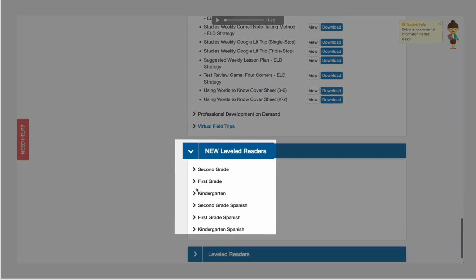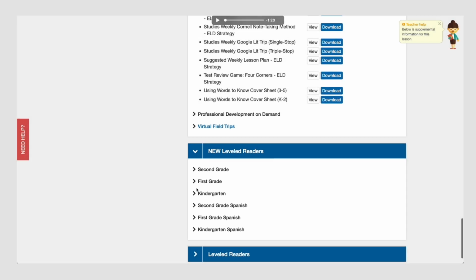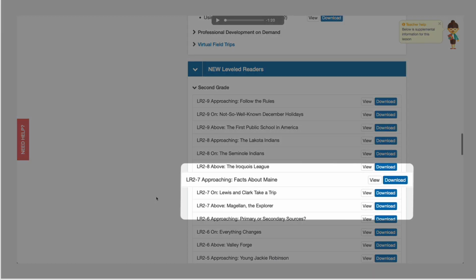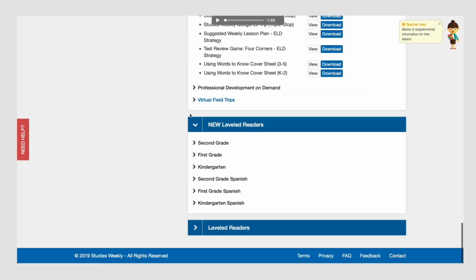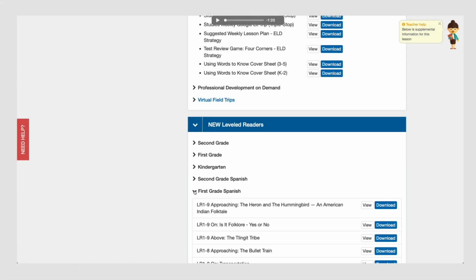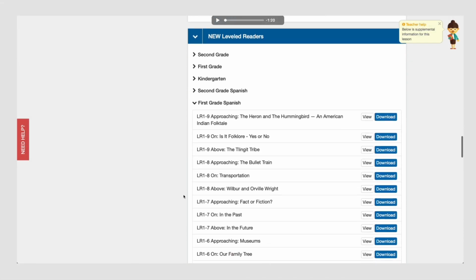Leveled readers offer differentiated reading materials for kindergarten, first grade, and second grade. The new leveled readers are written by subject. Each subject has three readers: approaching grade level, on grade level, and above grade level. These readers are available in English and Spanish. They can be printed and included as guided and independent reading experiences.